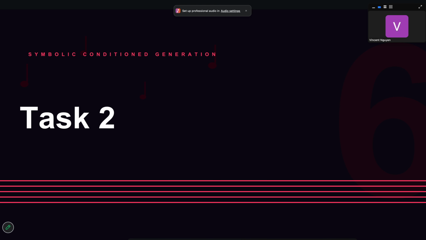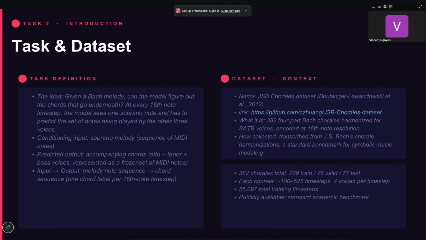Next, we're going to discuss task 2, which is symbolic condition generation. The dataset that we used, which you can see to the right, is the JSB chorales dataset. You can check it out on the GitHub link. It's 382 four-part Bach chorales that are harmonized and encoded at the 16th note resolution. It is a very standard benchmark for this type of music modeling.